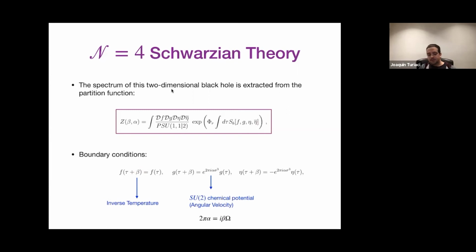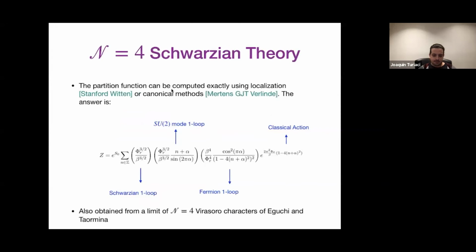It just happens to be simpler to do the calculation this way, but then we can expand in modes and extract the density of states at fixed angular momentum instead, which is more transparent. But okay, so this is the answer for the partition function as a function of temperature and chemical potential. You can do it with localization or with canonical methods that we introduced in this paper, but you can pick whatever you prefer. And the answer is a sum over saddles in the same way, with a classical action and one-loop determinants from the Schwarzian, SU2 mode, and the fermions.